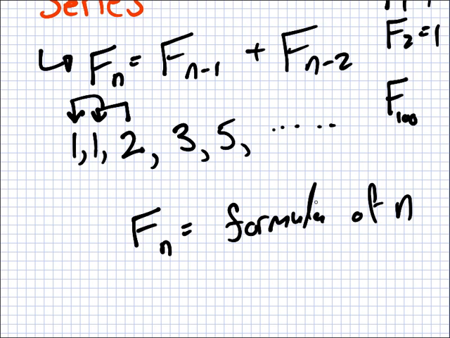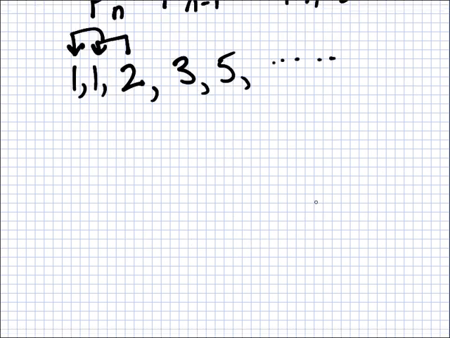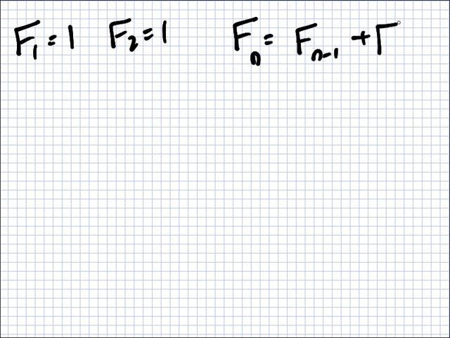Now, it's a very difficult question, but I just want to give you a few minutes to try it. Even if you don't get it, it's good just to try it. And I'll give you a little hint to help you figure out what the formula might be. So just to be clear, let me write this again. We have F1 equals 1 and F2 equals 1, and then Fn equals Fn minus 1 plus Fn minus 2.